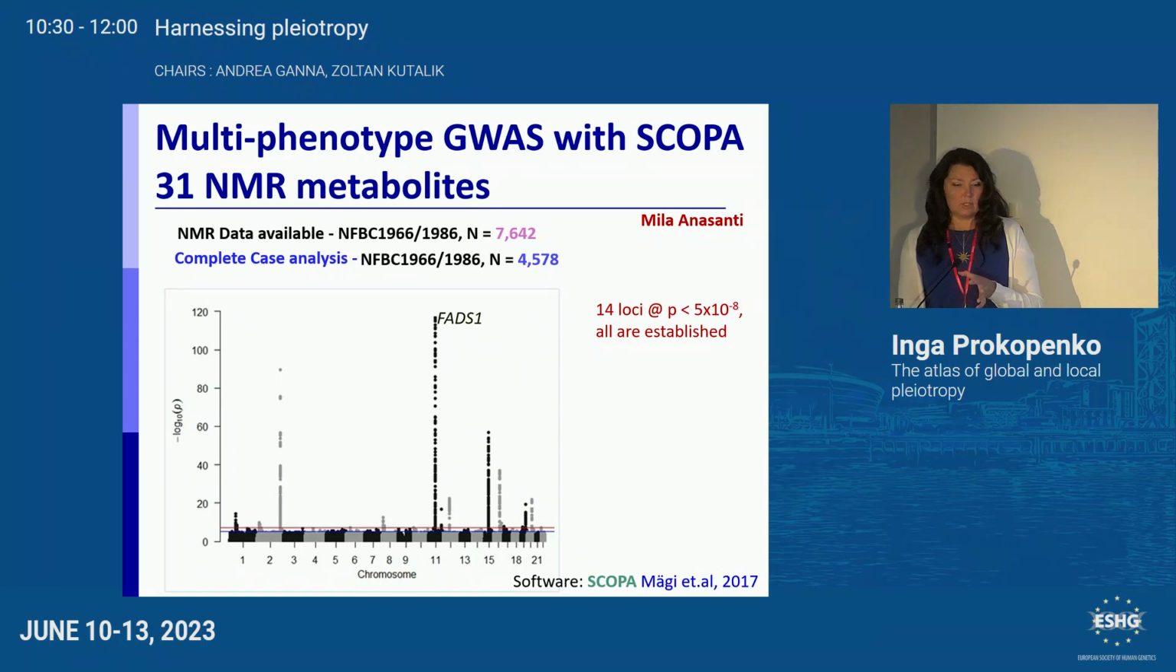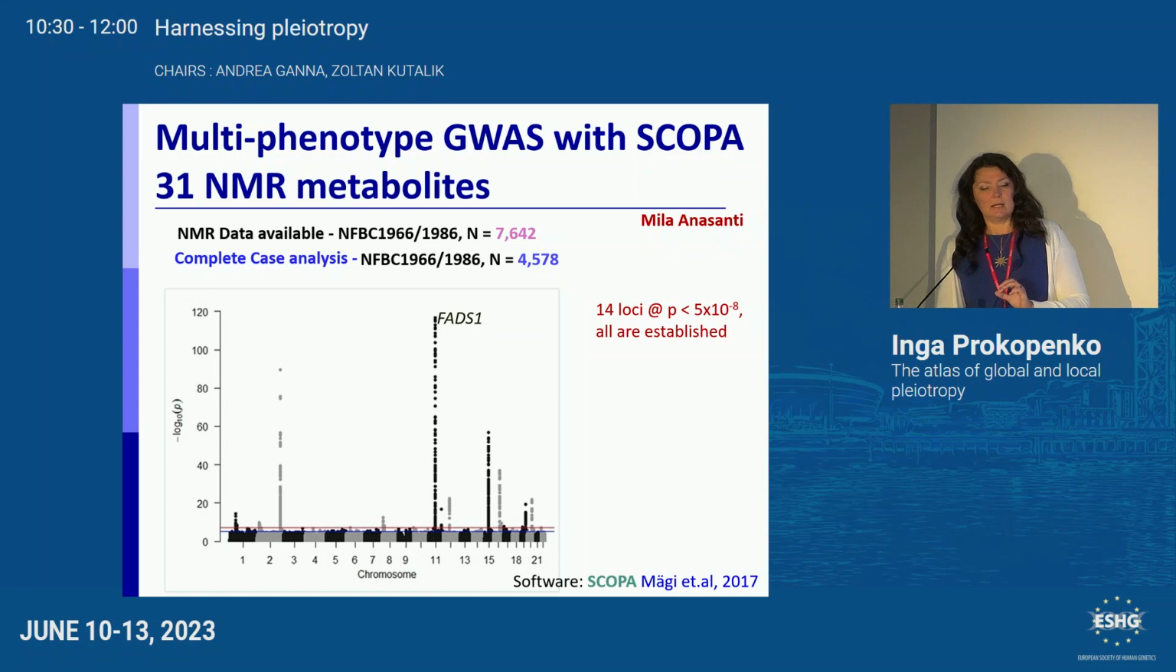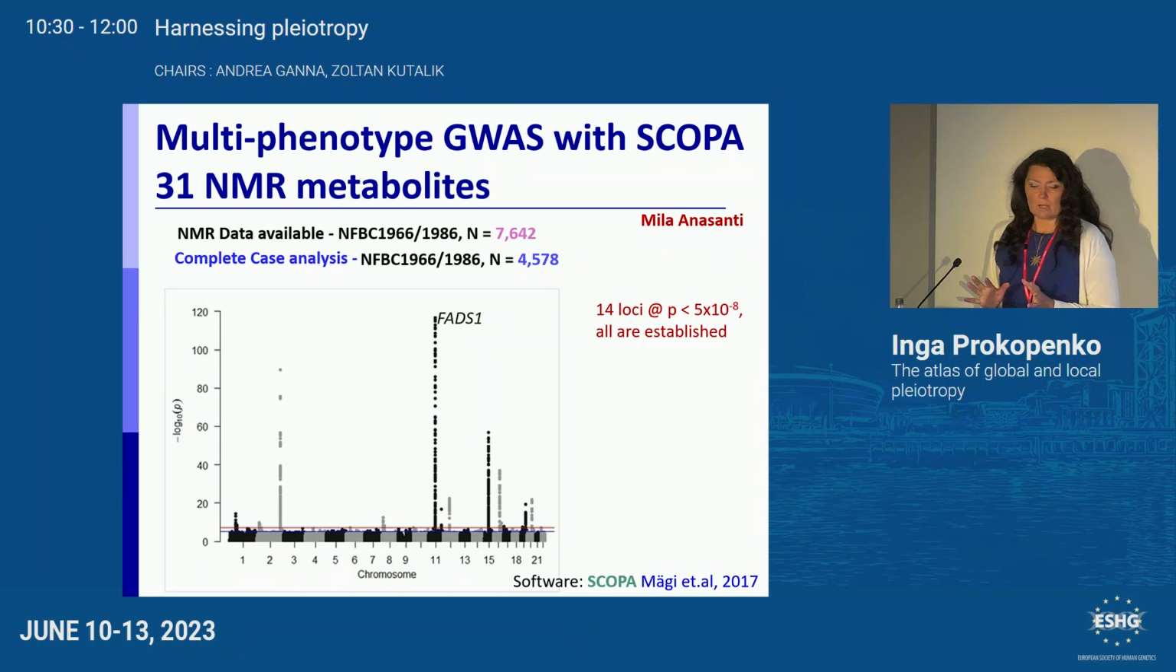Now, I want to show you one example where we analyzed 31 NMR metabolites. So we have used the correlation between metabolites to exclude some of those which are tightly correlated, and we're left with 31 out of approximately 200 something, right?